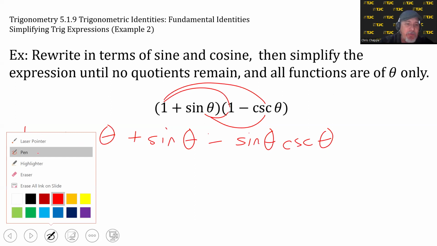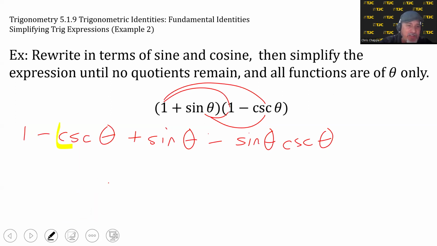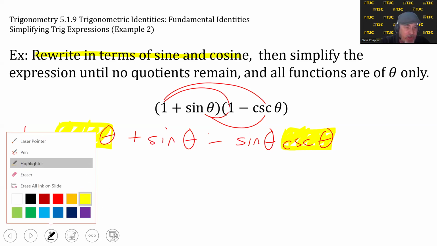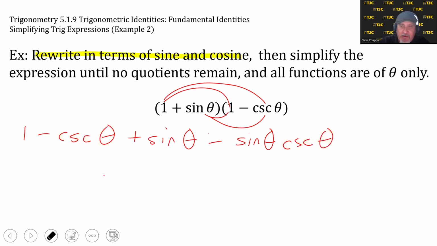Now, speaking of trigonometric moves, we can still replace cosecant with 1 over sine. And you would think the instructions say to do that explicitly. But is there a benefit to changing both of them? If we change the first one to 1 over sine, then will that really get us anything?